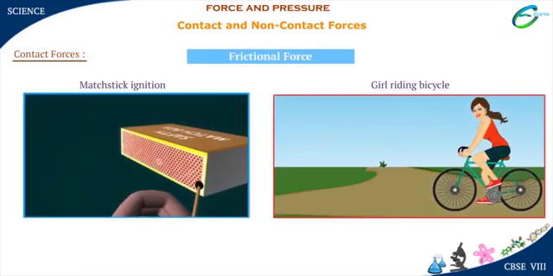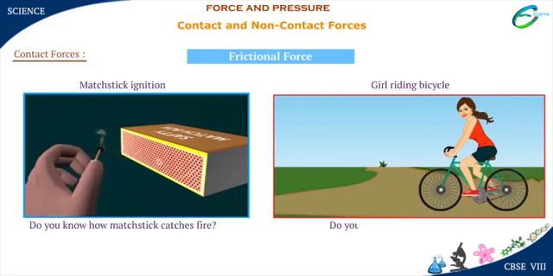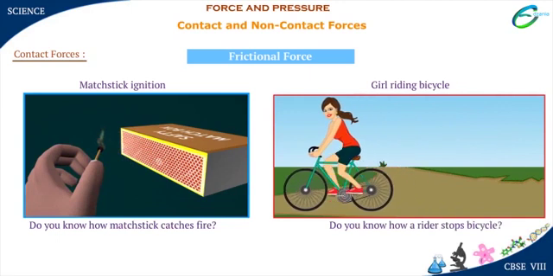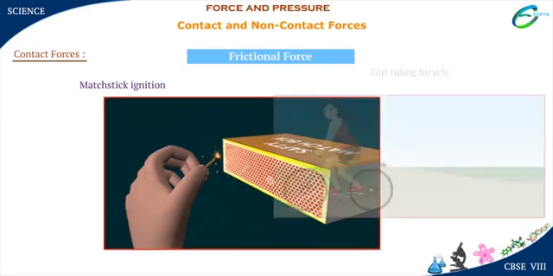Now go through the next animation. Do you know how a matchstick catches fire? Do you know how a rider stops a bicycle? Let us know more about this. In the first case, the matchstick ignites as we strike it on the surface of the matchbox. It generates heat due to the friction between the matchstick and the surface of the matchbox.